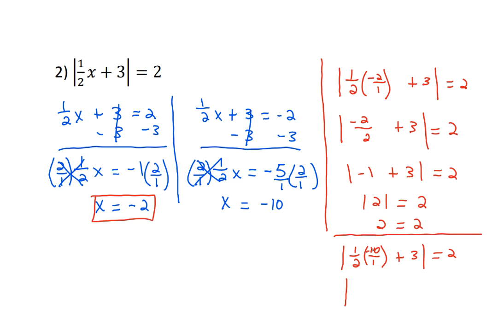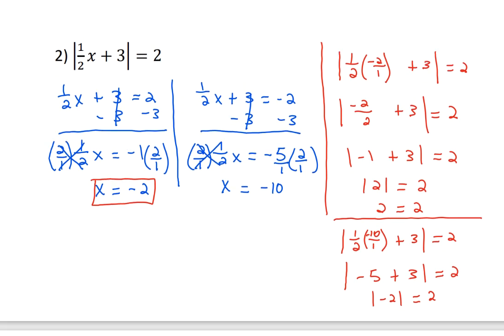2 times 1 is 2, so that's the same thing as negative 10 over 2, or negative 10 divided by 2, or half of 10. So that would be negative 5 plus 3 equals 2. Well, negative 5 plus 3 would be negative 2. And the absolute value of negative 2, or the distance that negative 2 is from 0 on the number line, is 2. So again, that is correct. Our solution set would be negative 2 and negative 10.